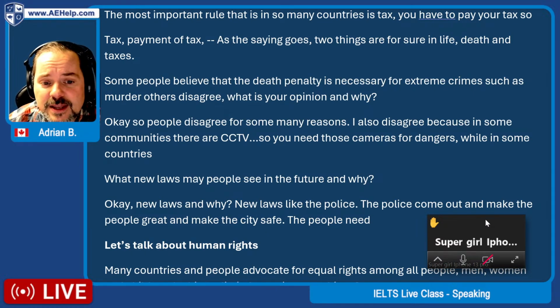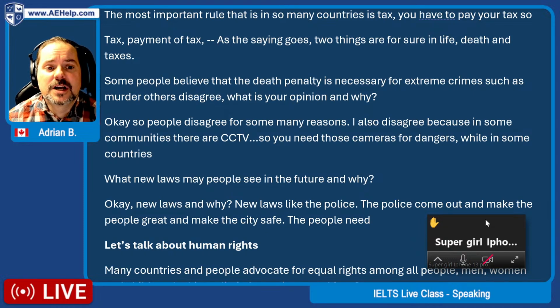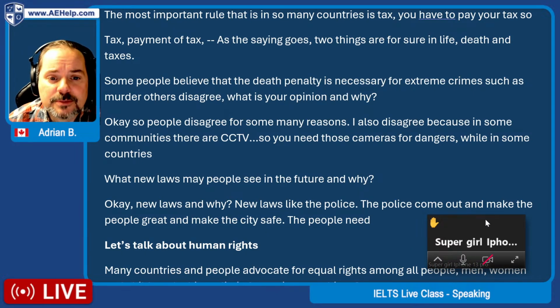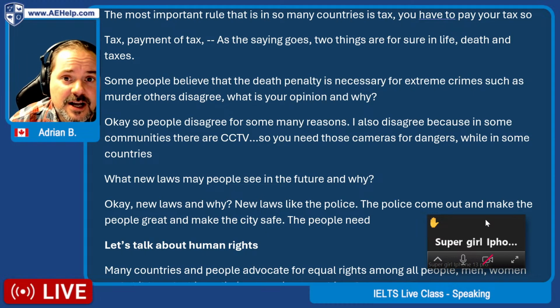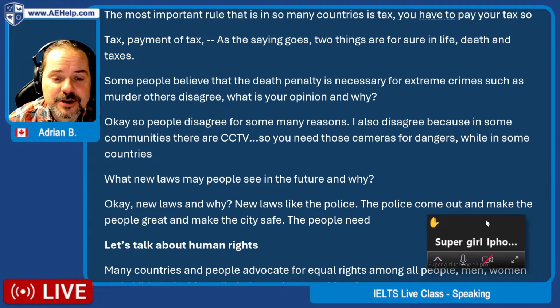The first one with taxes was okay, but it was kind of like what are some important rules? So not just one, not just pay your taxes, but there are lots of rules like follow the traffic signs, right? So you have to stop at a red light, for example, or not stealing is another common rule, right? So you have to say a few of them there.